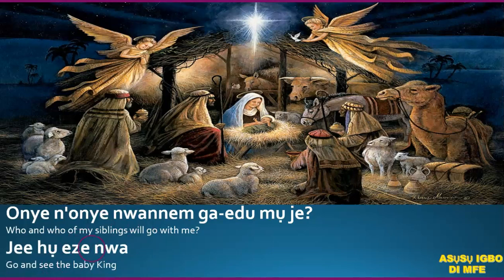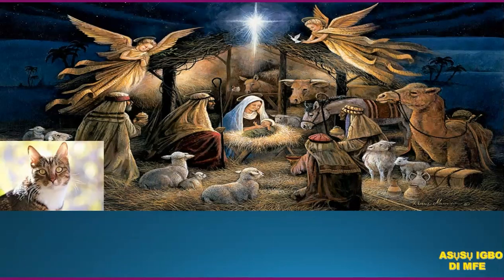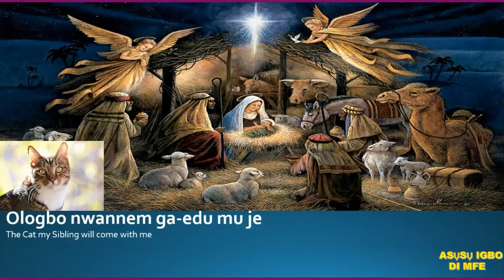Je hụ eze nwa. Now this is when the animals come up. Can we remember what this is called? Ologbo. Ologbo nwanne m ga-edu m je. The cat, my sibling, will go with me. Ologbo nwanne m ga-edu m je.